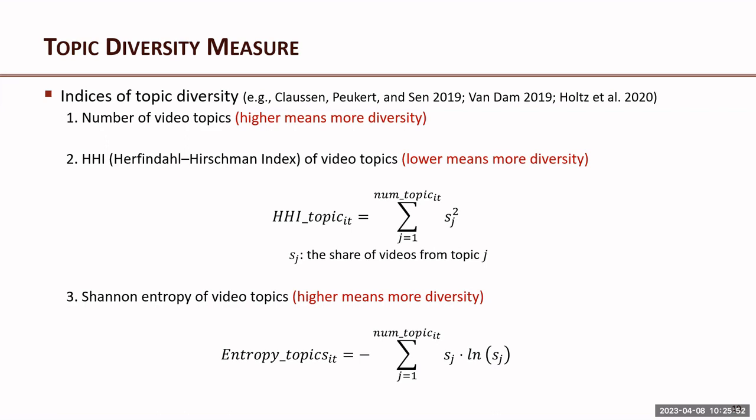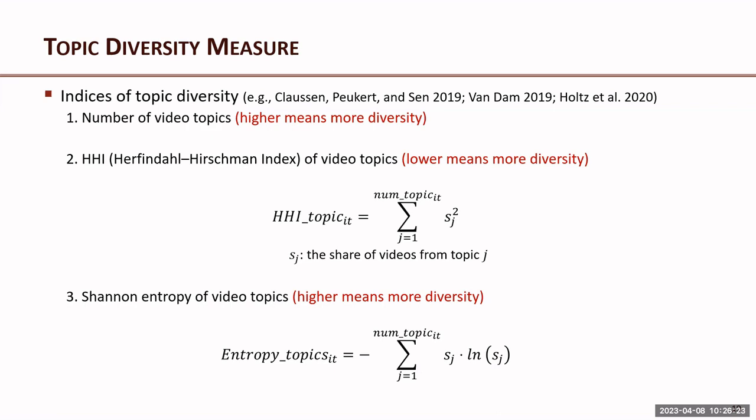And the first person watched 9 videos from topic A and 1 video from topic B. And for the second person, he watched 5 of each. Then intuitively, we will believe the second person consumed more diversely, since they are more balanced across different video topics. However, the number of unique topics will be the same, which is 2 for these 2 cases.